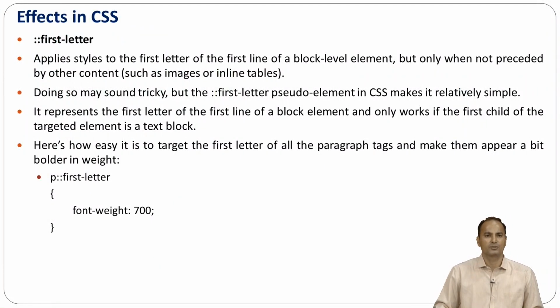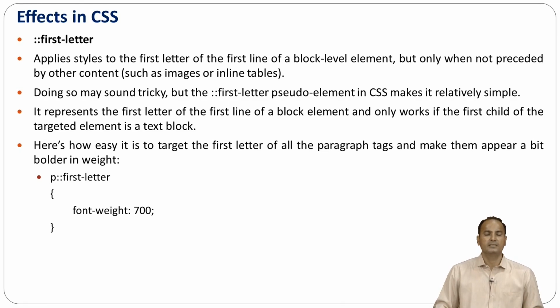This way the before and after pseudo elements help us add content or objects on a web page. The next pseudo element is first letter. It applies styles to the first letter of the first line of a block level element, but only when not preceded by other content such as an image or inline table. Doing so may sound tricky, but the first letter pseudo element in CSS makes it relatively simple. It represents the first letter of the first line of a block element and only works if the first child of the targeted element is a text block. It must be a text block.